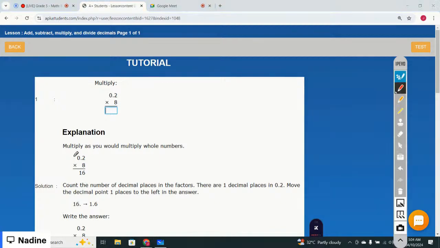Count the number of decimal places, right? You have only one decimal place in 0.2, right? Just multiply the numbers without a decimal. Just do 8 times 2. 8 times 2 is 16. So we know that you have one decimal place in 0.2. So you need to move decimal point one place left. Move it from here to here. That is 1.6. Got it?